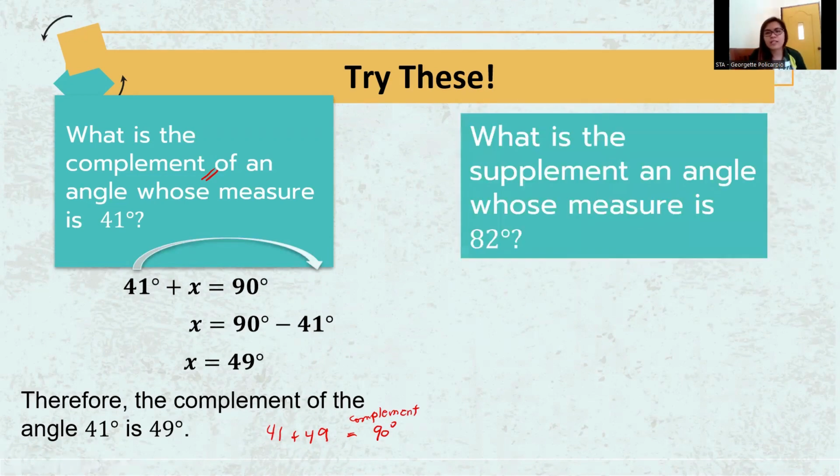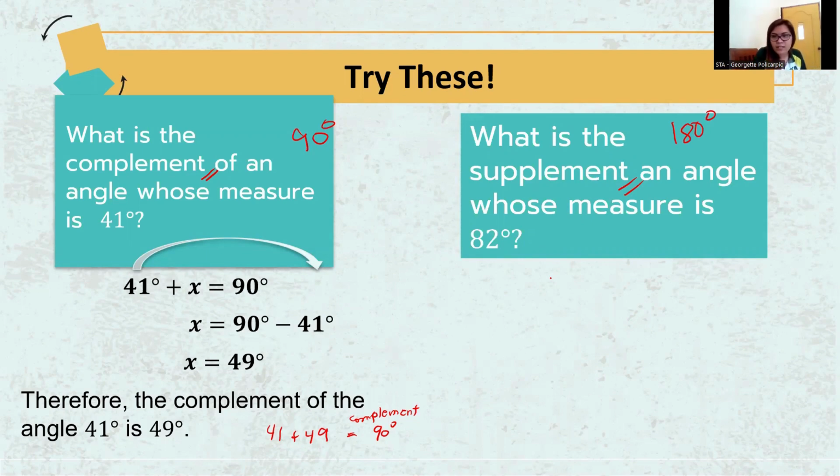Okay? So next, what is the supplement of an angle whose measure is 82 degrees? Supplement naman yung term natin. Again, kung complement, the sum of the two angles should be 90 degrees. Kapag naman po supplement, the sum of the two angles should be 180 degrees. Sige, formulate nyo na po kung ano yung solution nyo sa isip.